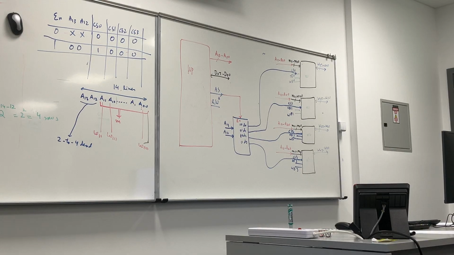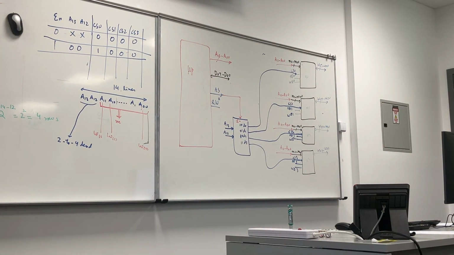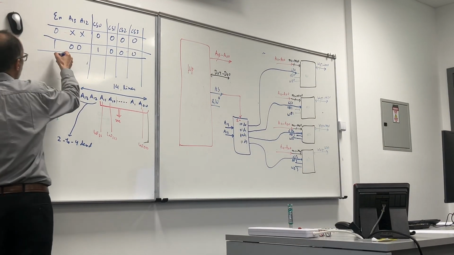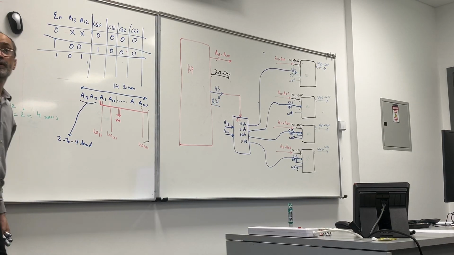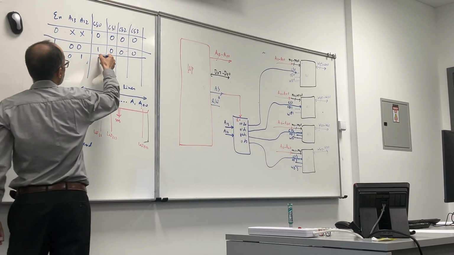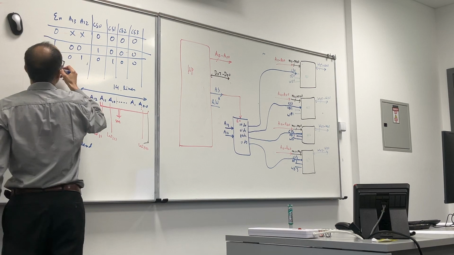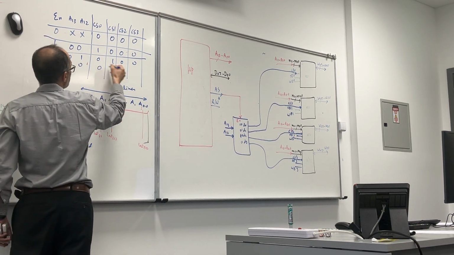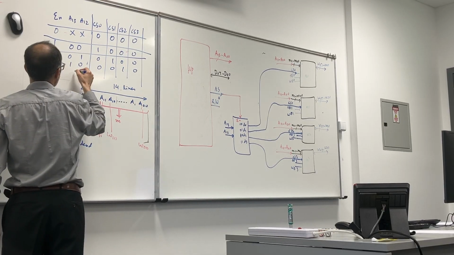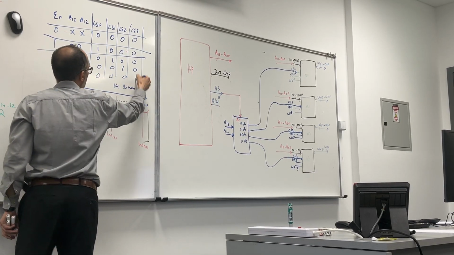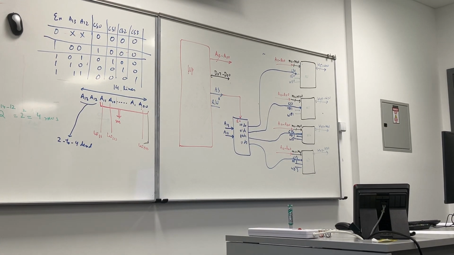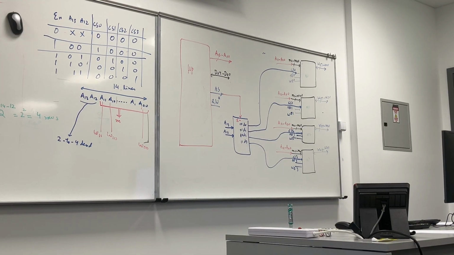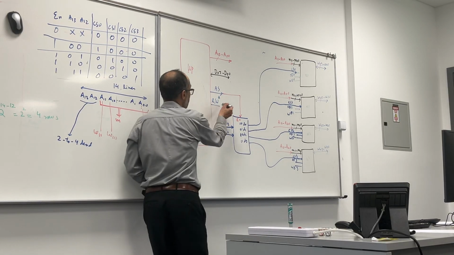But there is something missing. Okay, if it's 0 and 1, help me. Chip select 1 is enabled: 0, 1, 0, 0. Then 1 and 0: 0, 0, 1, 0. And then 1 and 1: 0, 0, 0, 1. Any question? Okay, now, but still, where should we connect R/W bar?